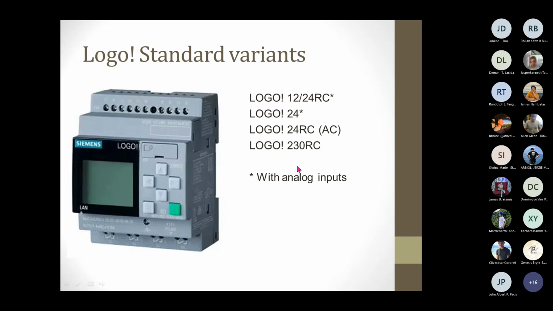So these are the available variants of the PLC. You have the LOGO 12/24. The numbers indicate the supply voltage. The 12/24 means it can be supplied with 12 volts or 24 volts DC. If 24 alone, that's 24 volts AC. 230 means the PLC can be supplied directly with the voltage coming from the outlet, which is 230 volts.